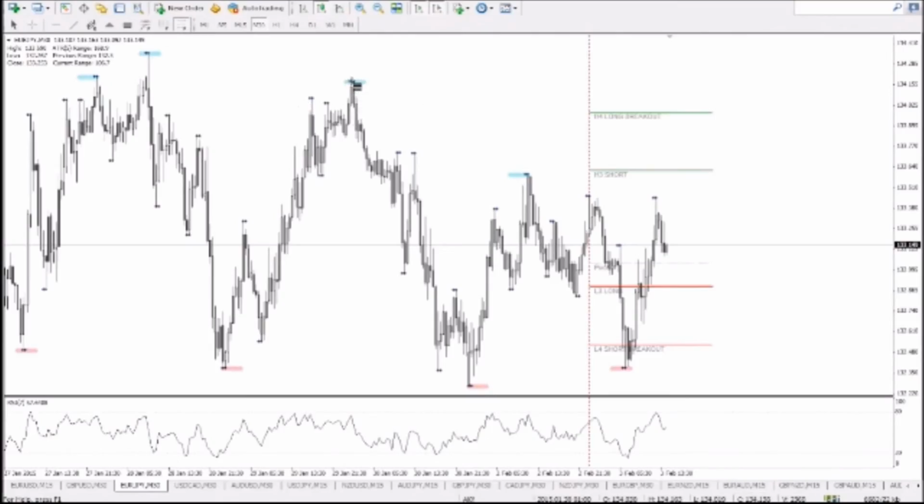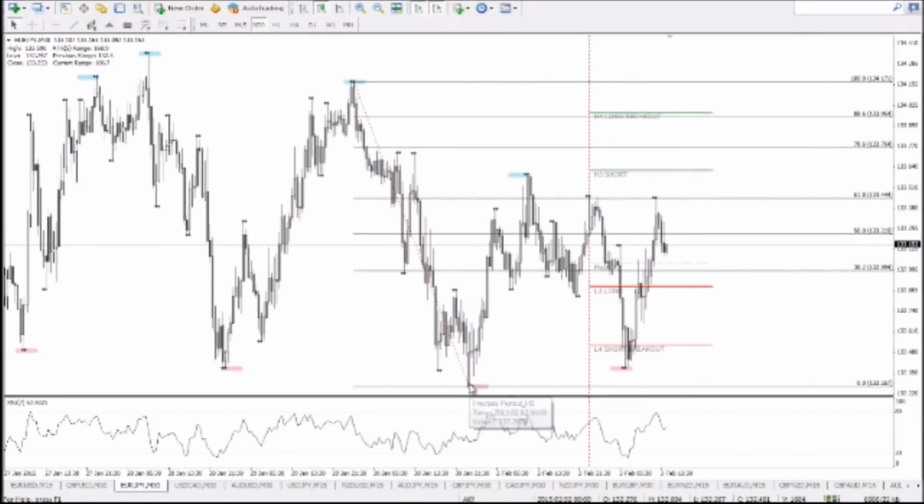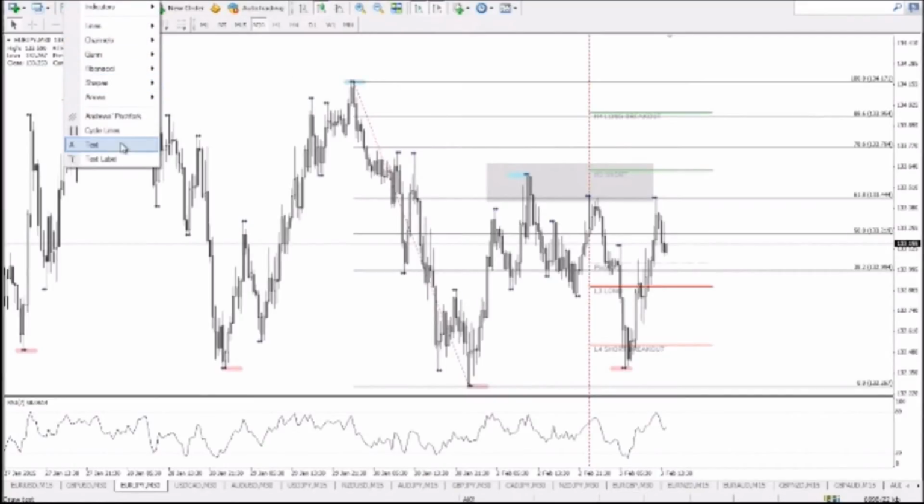So if you take this one, measure from the top to the bottom, what you see is that price comes to this 61.8. Alright, so if you recall correctly, if price comes to this 61.8 area, that's a valid potential Gartley pattern. Okay, I'll insert the text.